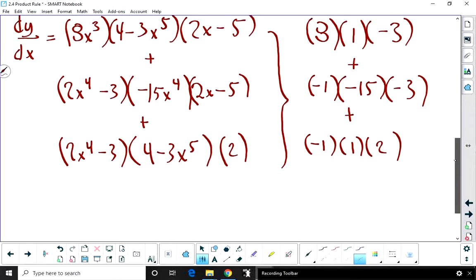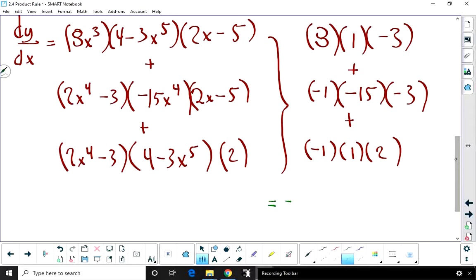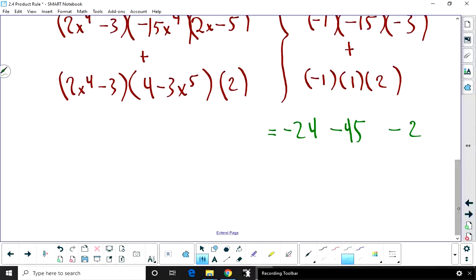So we work this out. What do we get? We get negative 24 plus negative 45 and negative 2. 8 times 3 is 24. 15 times 3 is 45. 2 times 1 is 2. And they are all negative, negative, negative. So that is negative 71. The slope of the tangent to this beast of a polynomial function is equal to negative 71.